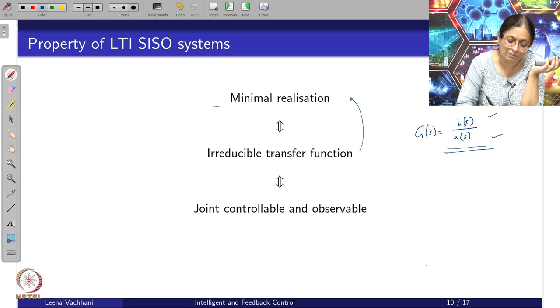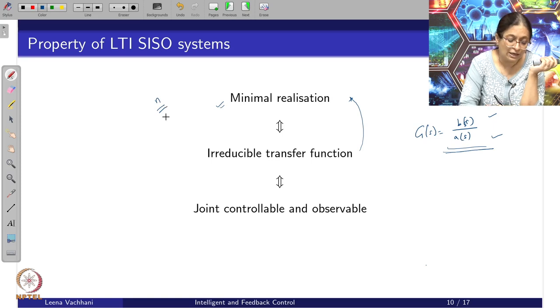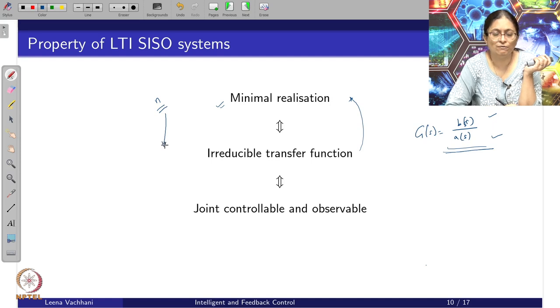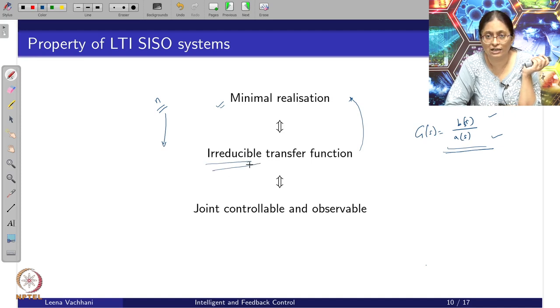Similarly, if I start with a minimal realization of a state space, where n is the minimum number of states possible for a given system, then when I convert this state space form into the transfer function form, I am going to get the characteristic equation with the degree n. And that transfer function is definitely not going to have any pole and zero sitting at the same place, right? Because I started with a minimal realization, I will end up getting the irreducible transfer function.